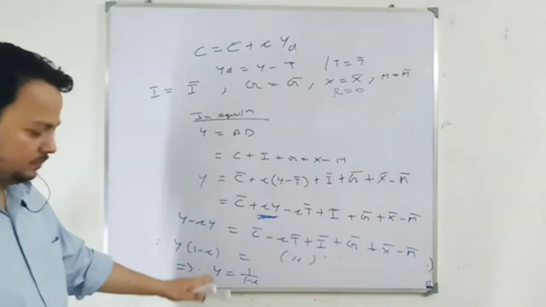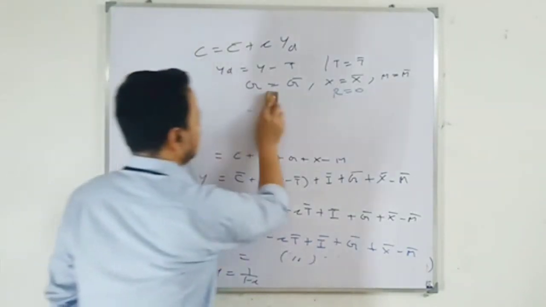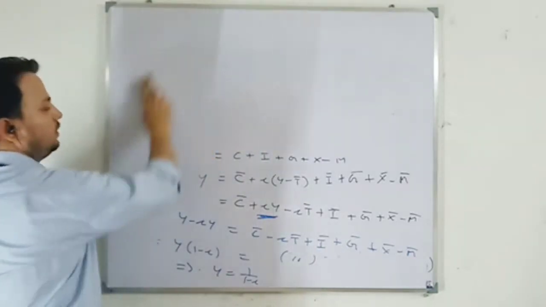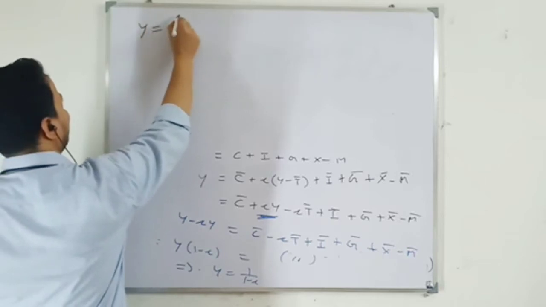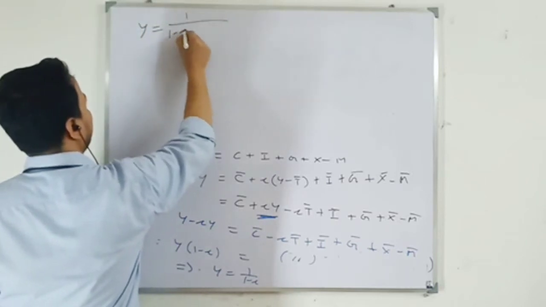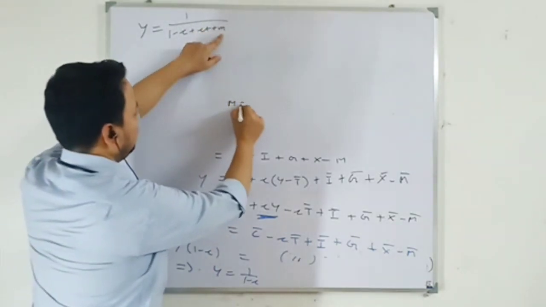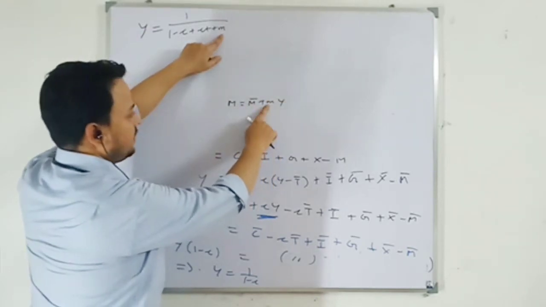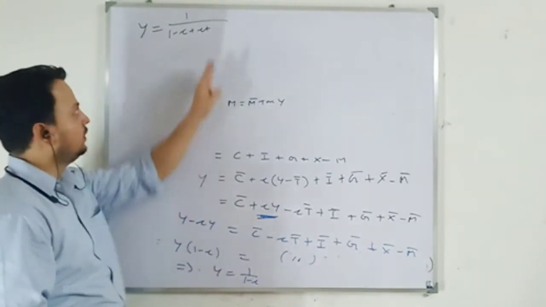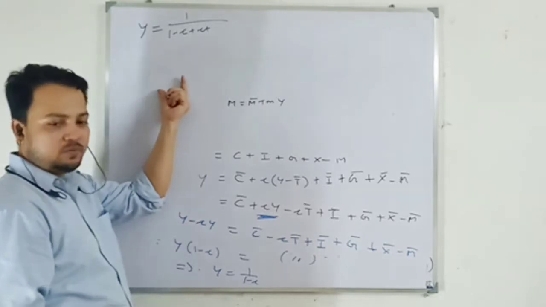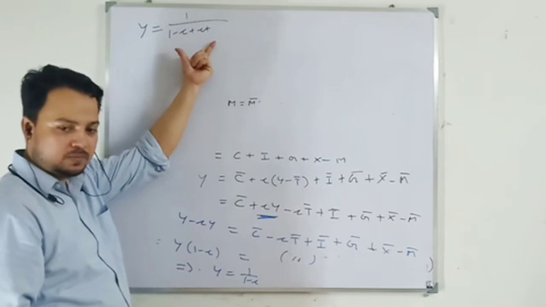Is it clear? Yes, no? So always remember the general formula. What is the general formula? I am writing it on top so that I don't have to rub it again and again: 1 over 1 minus c plus ct plus m. When import is autonomous, this m is 0, so this term will vanish. So in a closed economy, whatever multiplier I have, in the open economy I will also have the same multiplier, 1 over 1 minus c plus ct.